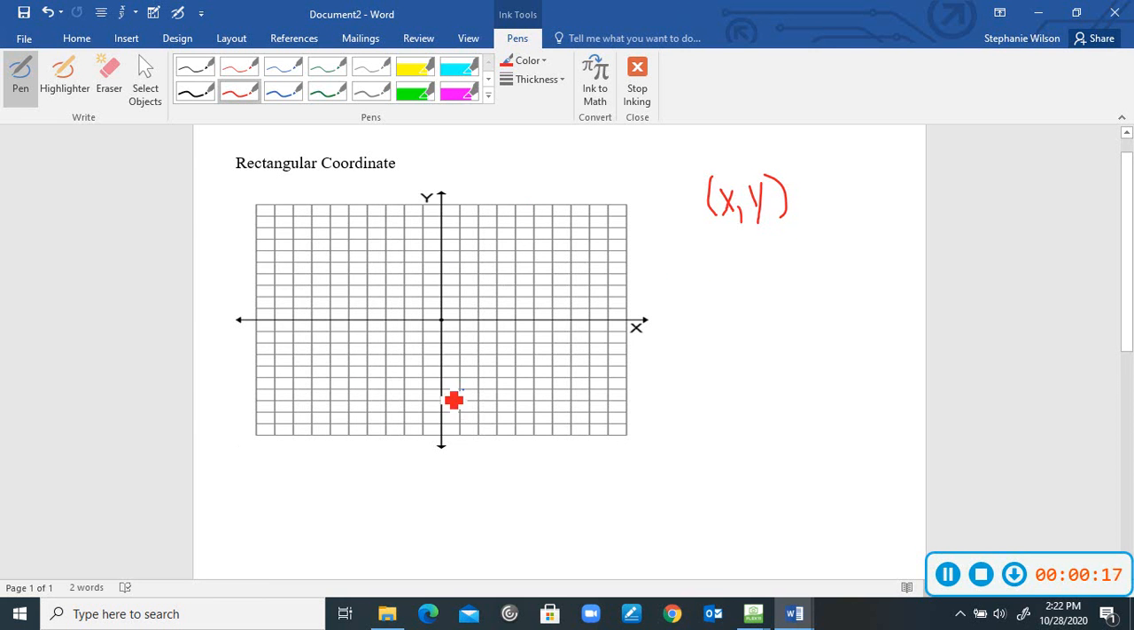We have 4 quadrants. This is quadrant 1. This is quadrant 2. This is quadrant 3. And then this one's quadrant 4.